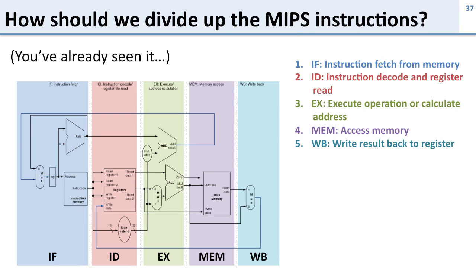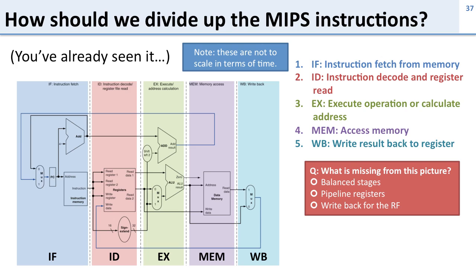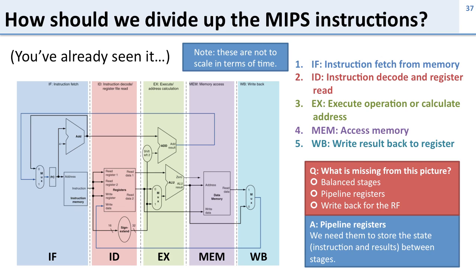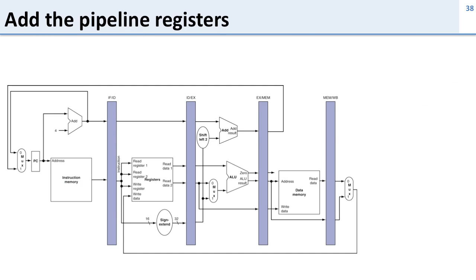register file. So it's important to note that the figures that we use here, they're not to scale in terms of time. So it looks like the IF stage is much longer, but that's just because of the way it's drawn. So here's a question. What is missing from this picture? Well, we're missing the pipeline registers. We need to store the state between these stages somewhere. So we need to store which instruction each stage is doing and what are the results of it.